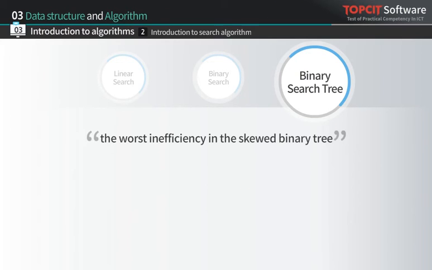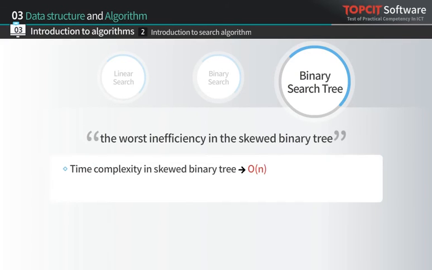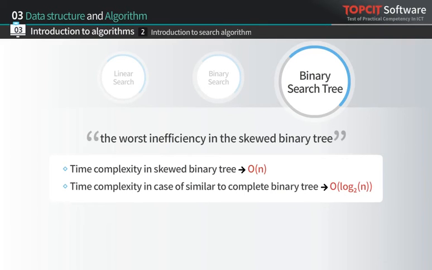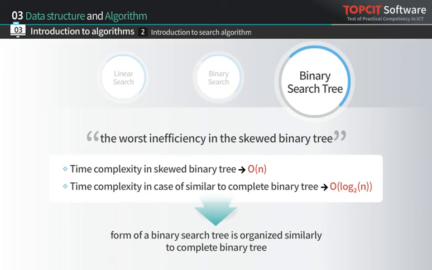This binary search tree shows its worst efficiency in a skewed binary tree, which has one side skewed. The time complexity of a skewed binary search tree is order of n, whereas a tree similar to a complete binary tree demonstrates order of log n. It is recommended to organize a binary search tree similarly to a complete binary tree.